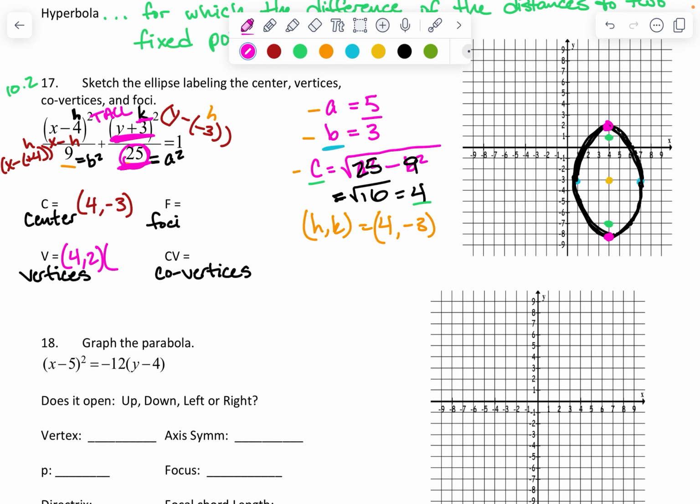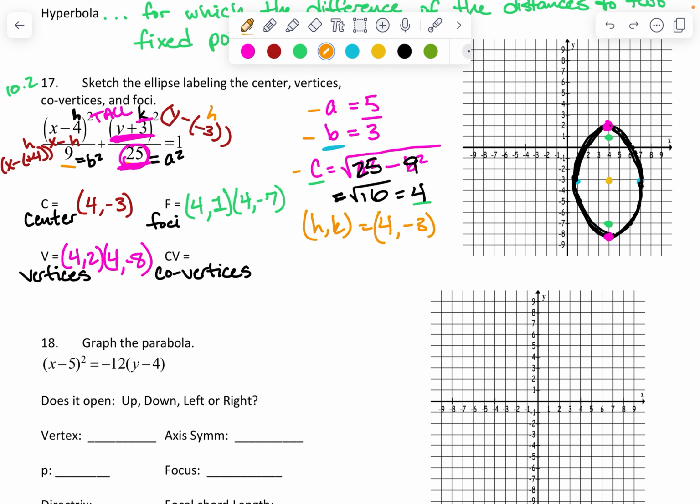And the lower one is at 4. They're on the same x. If you notice, they're on the same x. It's at 4, and it's down at negative 8. Then our foci are also going to be on that same line. So they're both going to be at 4. But they're only 4 from the center, so we go to 4, 1. And then we would have 4, negative 7. So they're also on the same x when you have a tall ellipse.